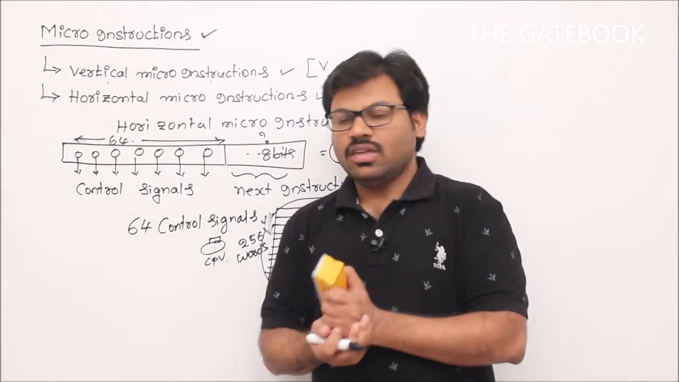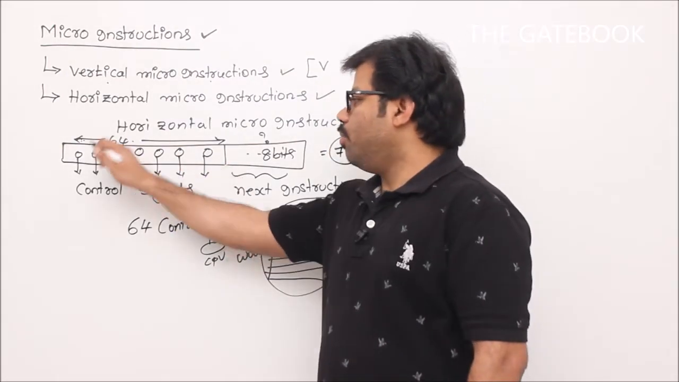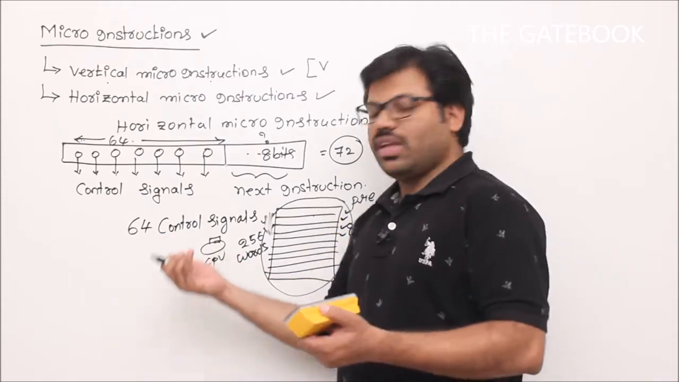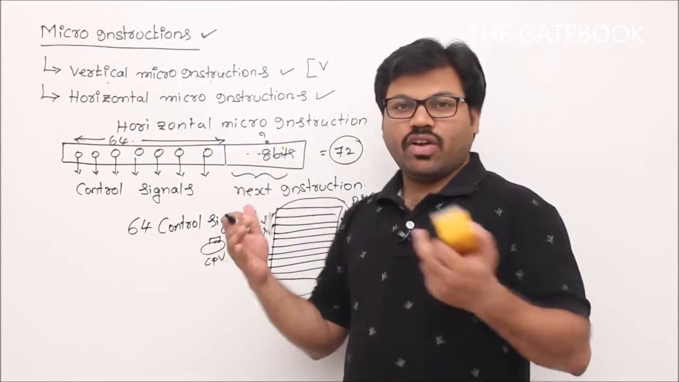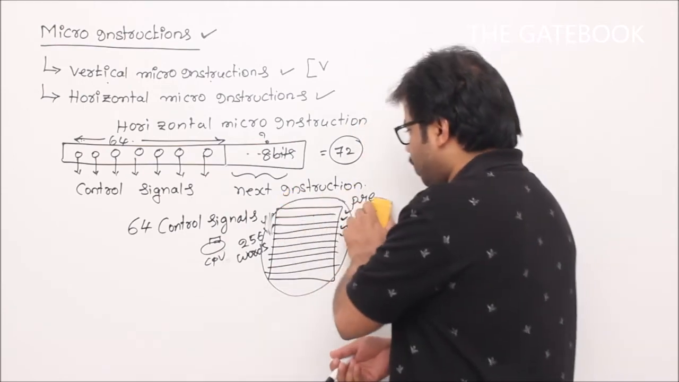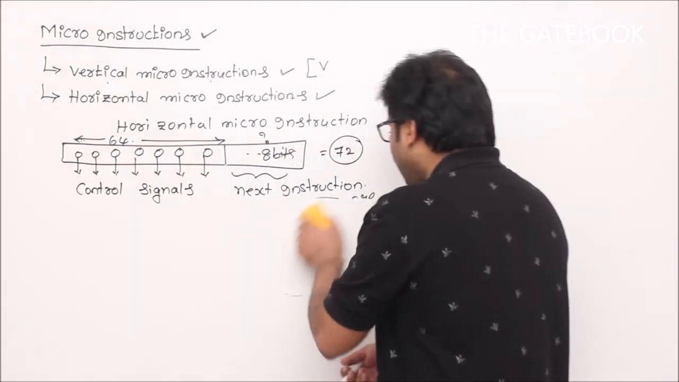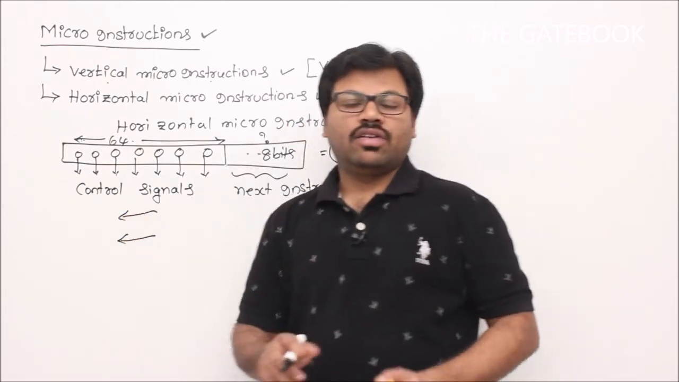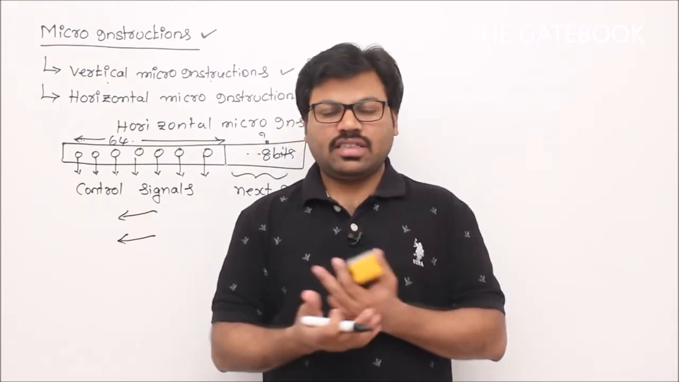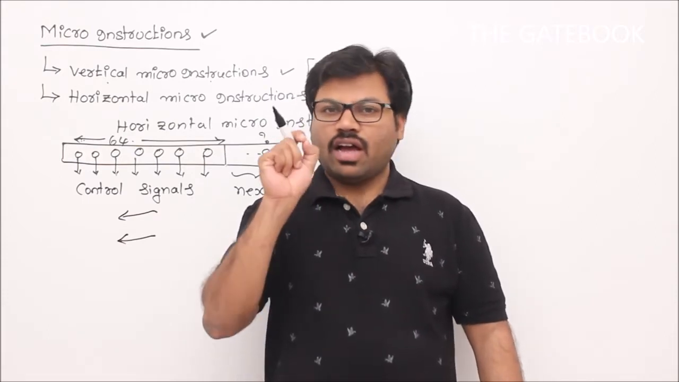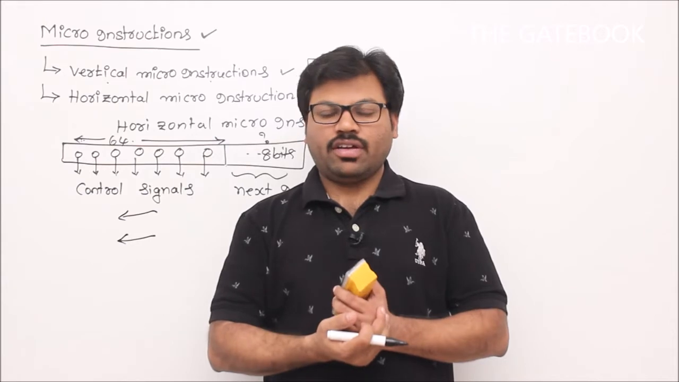How to do that, sir? By reducing the number of bits for control signals. Sir, how can you do that? Because sometimes your machine requires 64 control signals. But there is a trick here. Though there are 64 positions where you require signals, generally the experience says you might not require all the signals at a time.